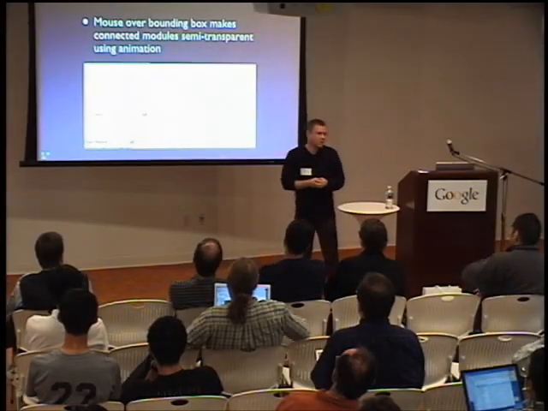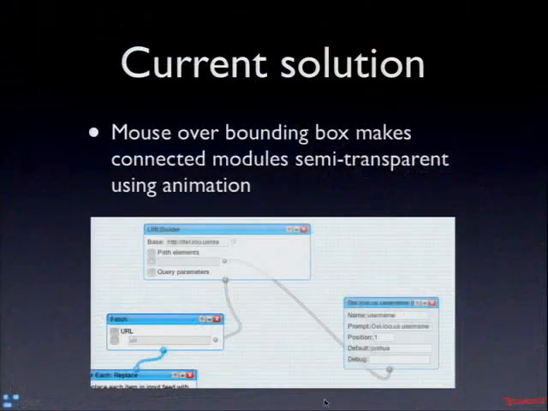So the solution we went with in the end was, again, lines on the bottom, and everything remained solid. But the moment you mouse over the bounding box of the line, so this line's bounding box would be this square here, and this line's bounding box would be like this square here, when you mouse over the lines, the modules at either end fade out. So you can at least see where the connections are for the line that you're over. So that allows you to see where they're going into a module, but we keep the advantages of them being on the bottom.